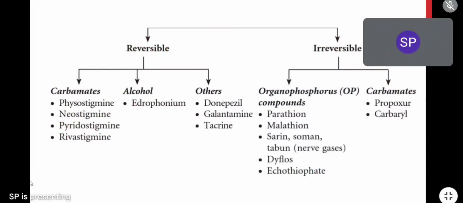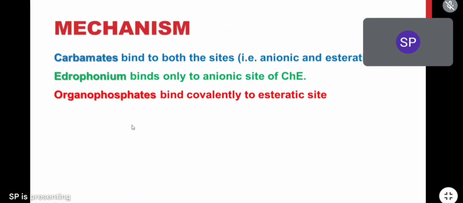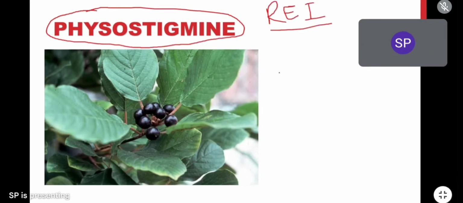Okay, you just try to memorize this classification. We have reversible drugs and irreversible drugs, and these are the chemical structures of each molecule, all anticholinesterases. Now you see, just now I explained the mechanism. It's not necessary for us to explain in detail. Now we will go with the individual drugs. Each drug is very important. Yes, anybody has any doubt? Yes, and listen carefully. So physiostigmine is a reversible anticholinesterase inhibitor, right?